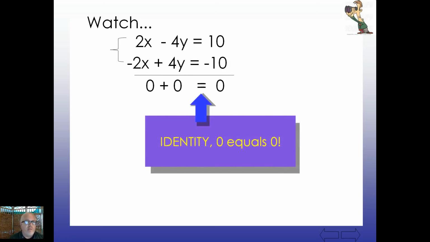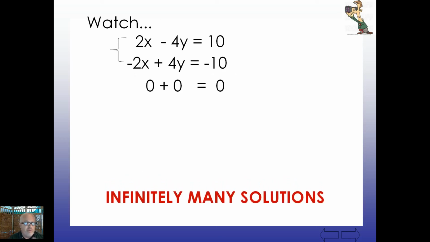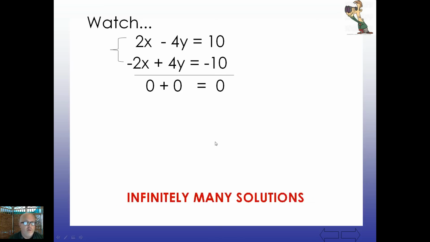And an identity says one side equals the other. Of course, it's true: 0 equals 0. So we have something that identically matches something else. So in this case, these two lines have infinitely many solutions. These two lines actually would coincide. If you look carefully here, what if we multiplied everything here by -1? Wouldn't these match, and these match, and these match? So we're looking at two identical lines here.